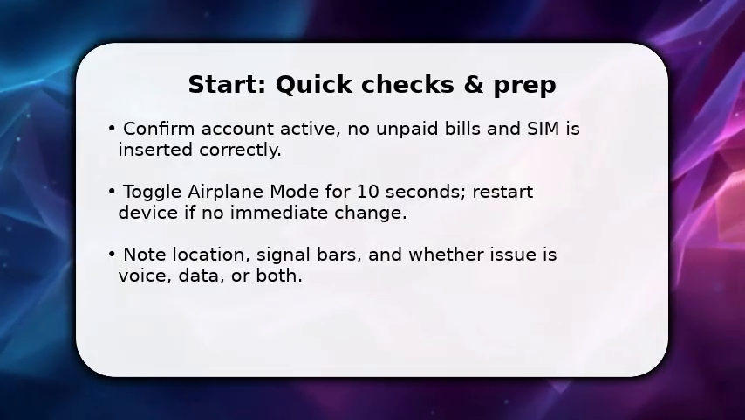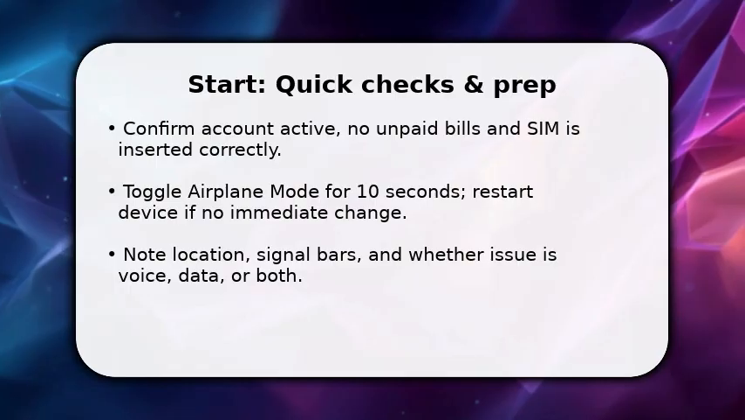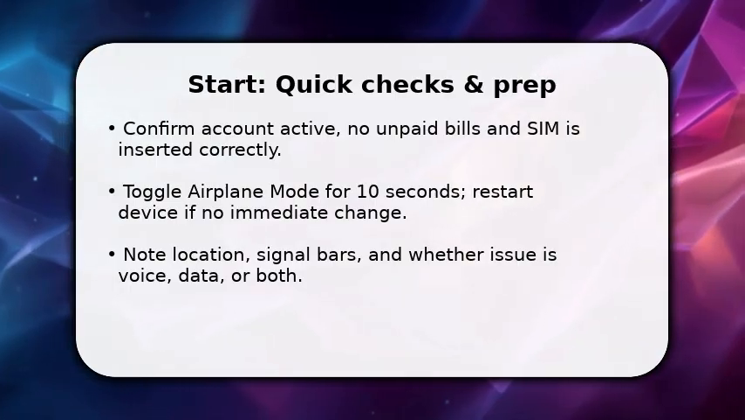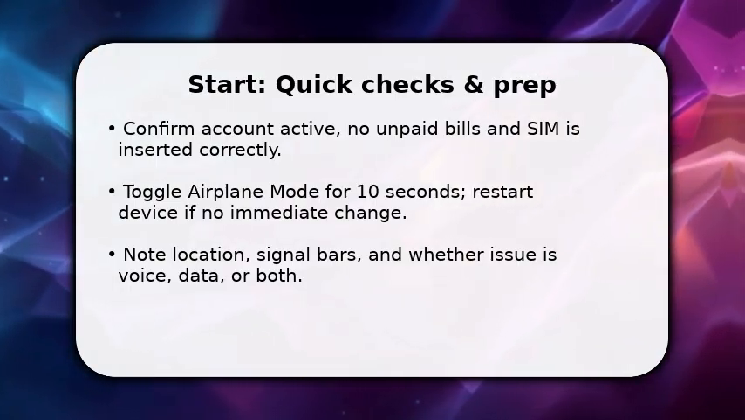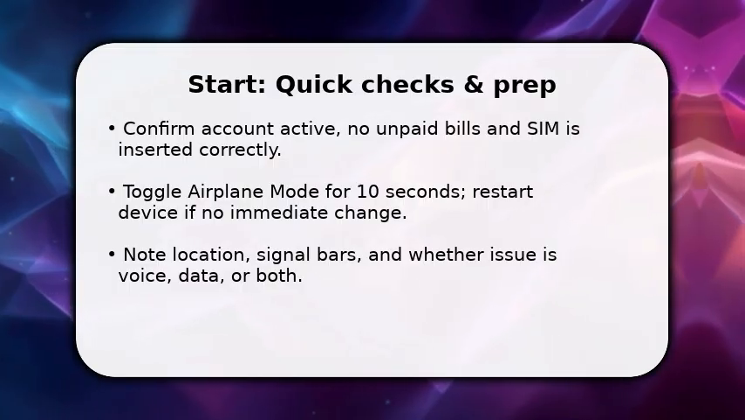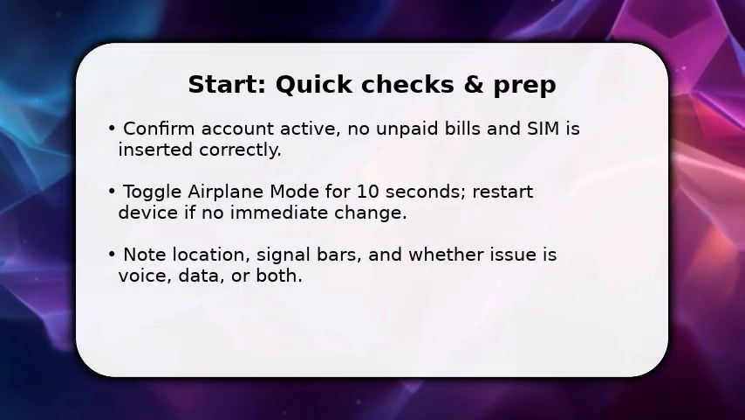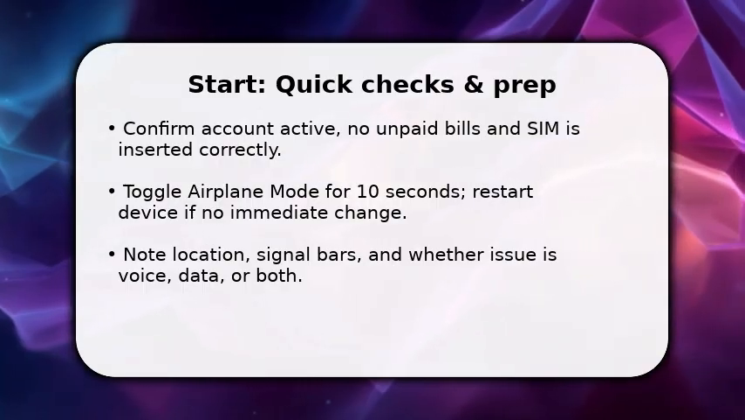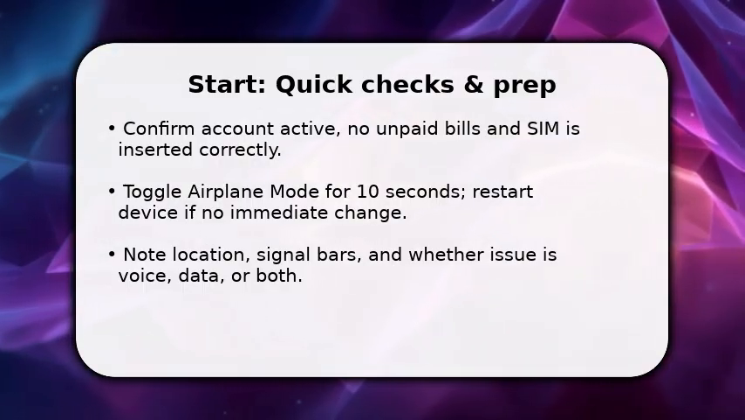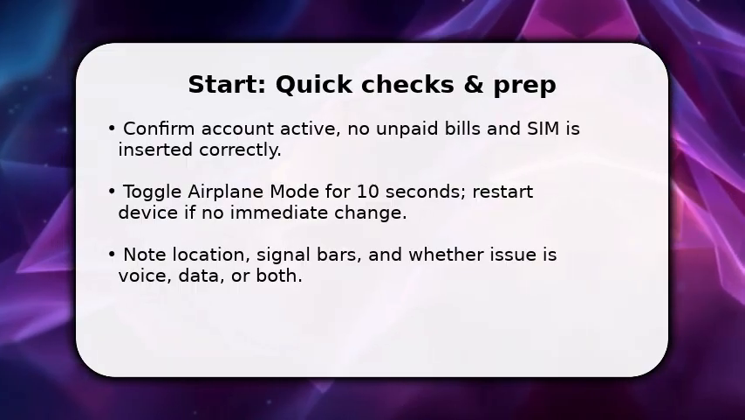You begin by verifying the essentials. Confirm your account is active and the SIM sits correctly in the tray. Next, turn on airplane mode for about 10 seconds, then turn it off to force a network rescan. If nothing changes, restart the phone. This clears temporary radio glitches.